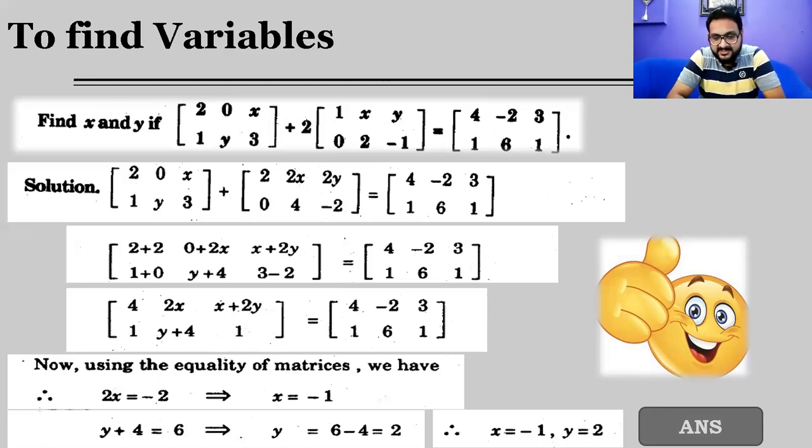So my students have already discussed this. Tell me the answer of this question. When I gave some time before, many students had already found the answer: minus 1 and 2.